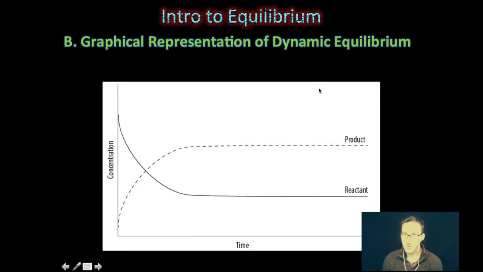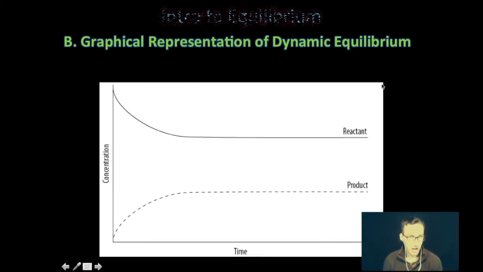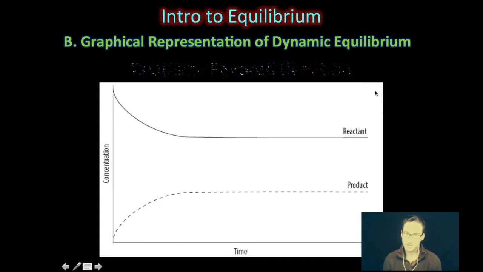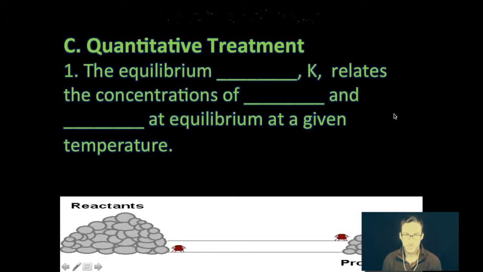Keep in mind that you can observe these graphical representations in a couple of different ways. In one type of reaction where the product is favored at equilibrium, you will note that you'll have a greater amount of product than reactant at equilibrium, or a reactant favored reaction where at equilibrium you're going to have a greater concentration of reactants than you do products. So just a couple of graphical interpretations there of equilibrium.